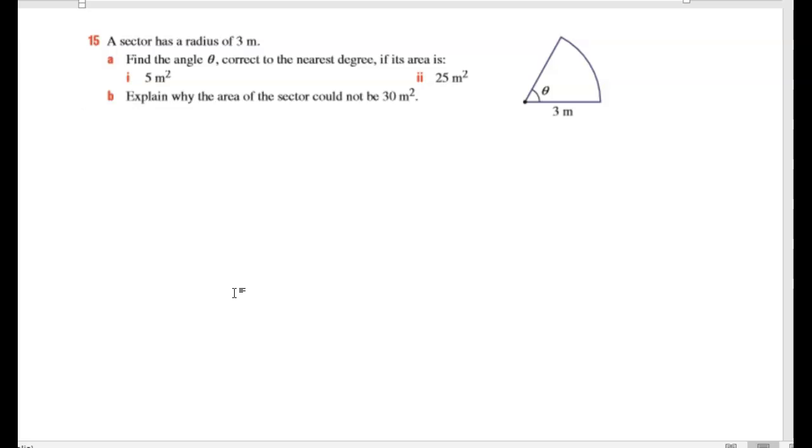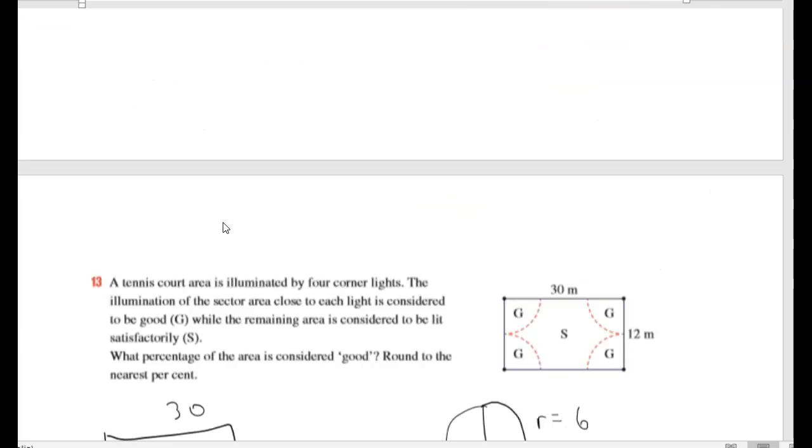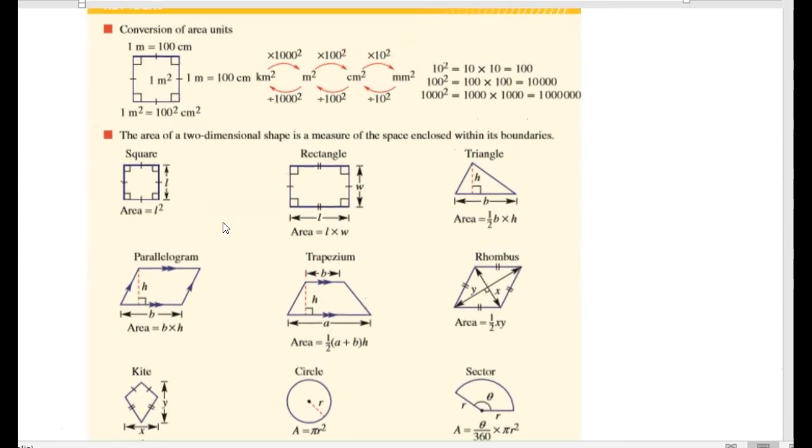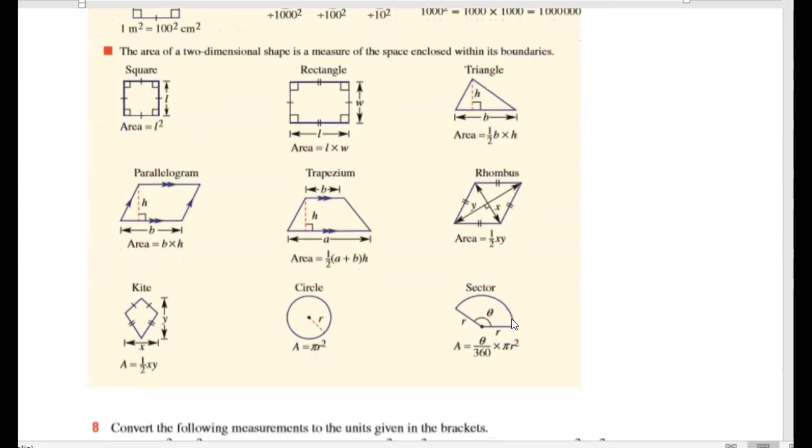Okay, any more questions? All right, one more question, I think. All right, so we've got a sector here. It has a radius of 3 meters, so you can see that on the diagram. Find the angle theta correct to the nearest degree if its area is. Now, I might just see if we've got the formula for the area of a sector. Okay, so here it is.